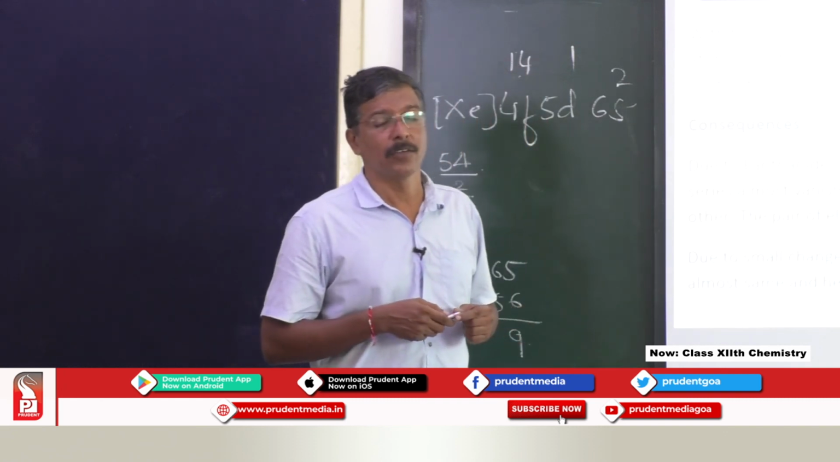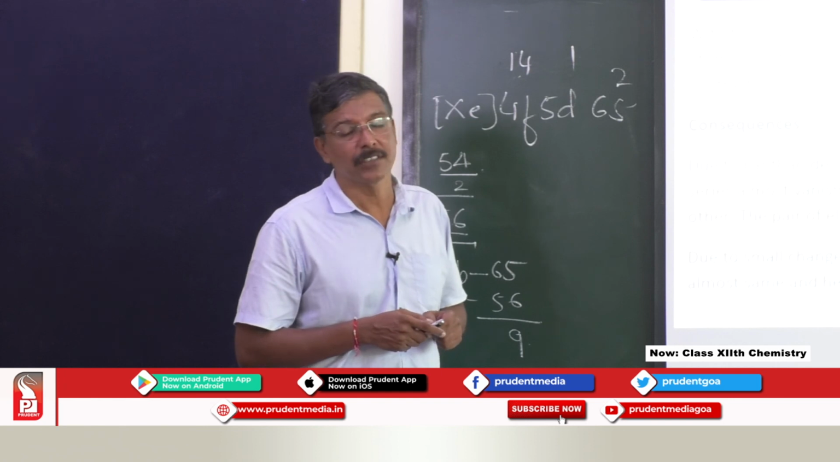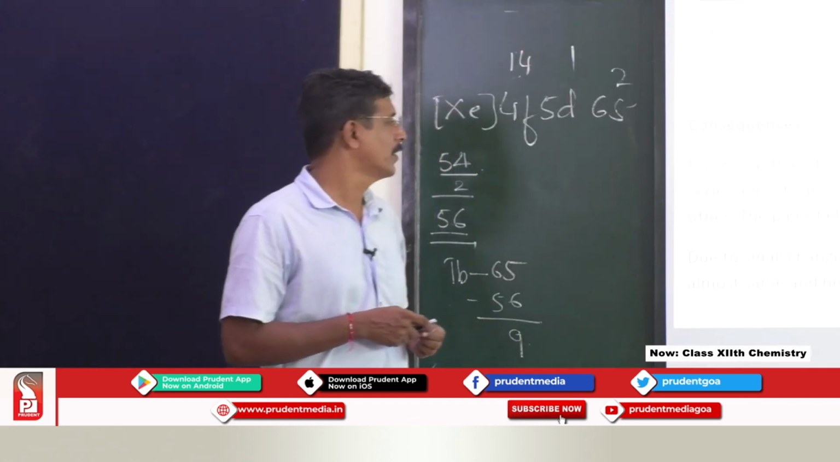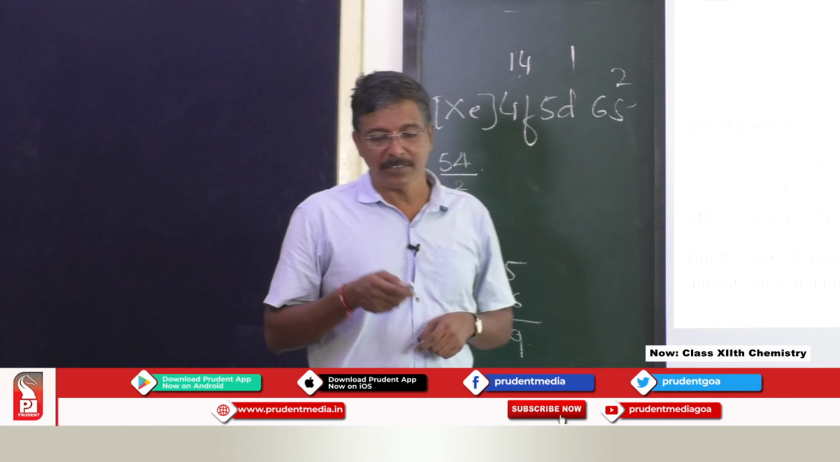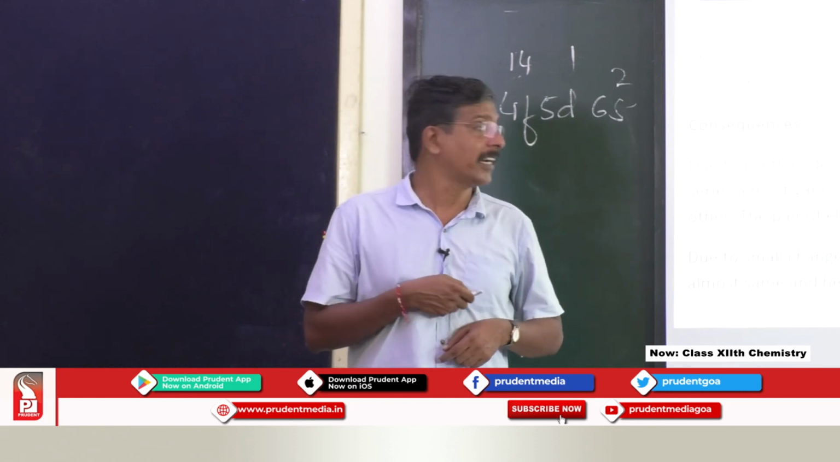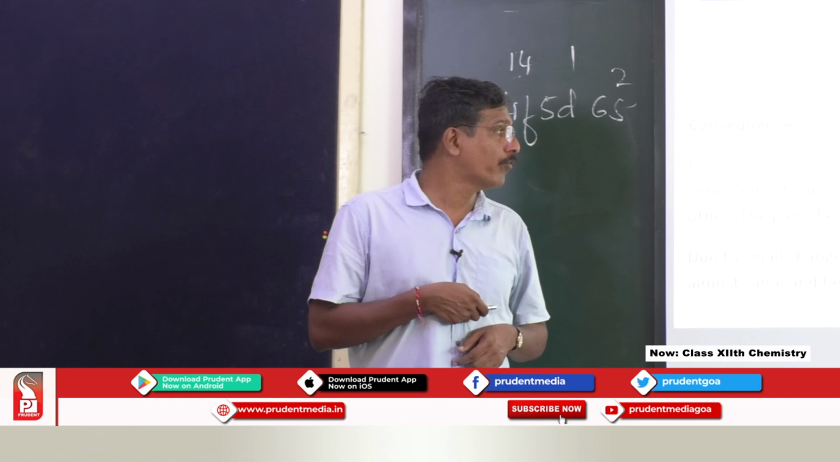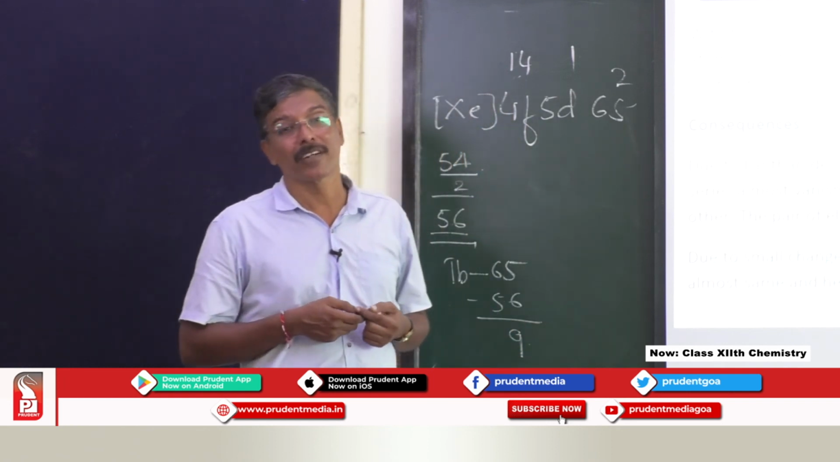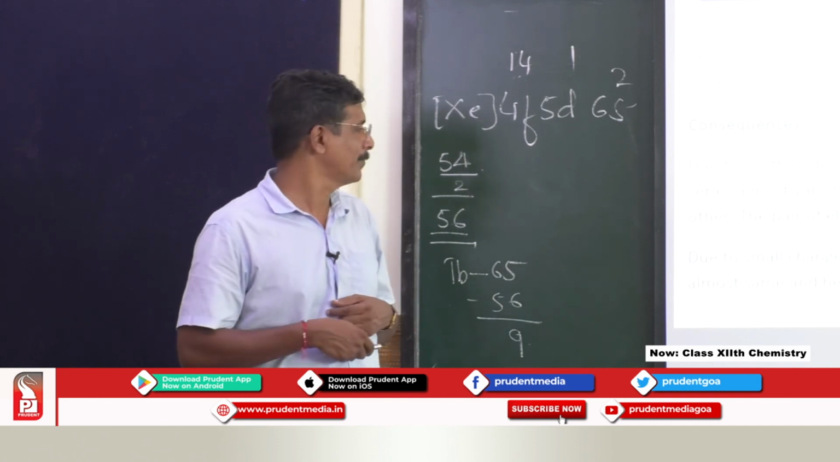Let us see the consequences. What is the effect of lanthanide contraction? Due to lanthanide contraction, the increase in radii from the second to the third transition series almost vanishes. As a result, the second and third transition series resemble each other in size. So sometimes the question comes: zirconium and hafnium, niobium and tantalum, molybdenum and tungsten possess the same size. The answer is lanthanide contraction.